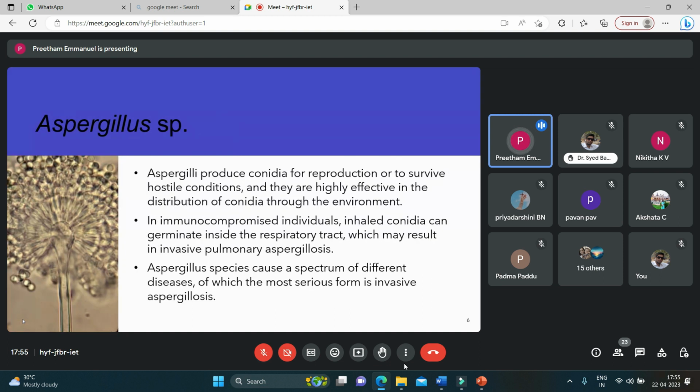Aspergillus species. Aspergilli produce conidia for reproduction or to survive hostile conditions, and they are highly effective in the distribution of conidia throughout the environment. In immunocompromised individuals, inhaled conidia can germinate inside the respiratory tract, which may result in invasive pulmonary aspergillosis. Aspergillus species cause a spectrum of different diseases, of which the most serious form is invasive aspergillosis.